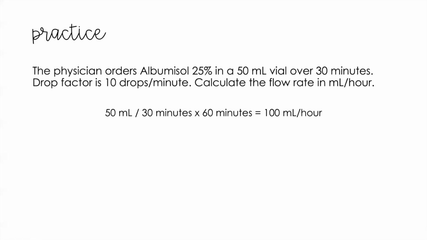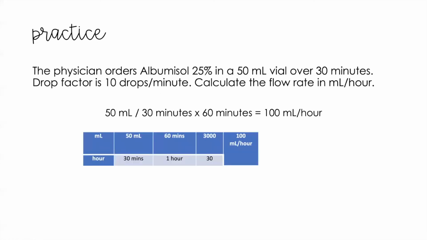If you want to set this up in dimensional analysis, it will definitely work. So again, what you're solving for is milliliters per hour. You have 50 milliliters over 30 minutes. That was your order. You have to do your time conversion. So your milliliters per hour is what you want to keep. Your minutes are going to cancel out. 3,000, so 50 times 60 divided by 30 is going to give you 100 milliliters per hour.